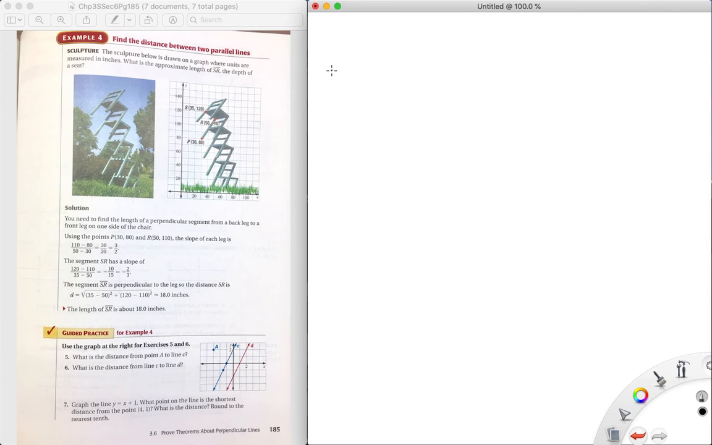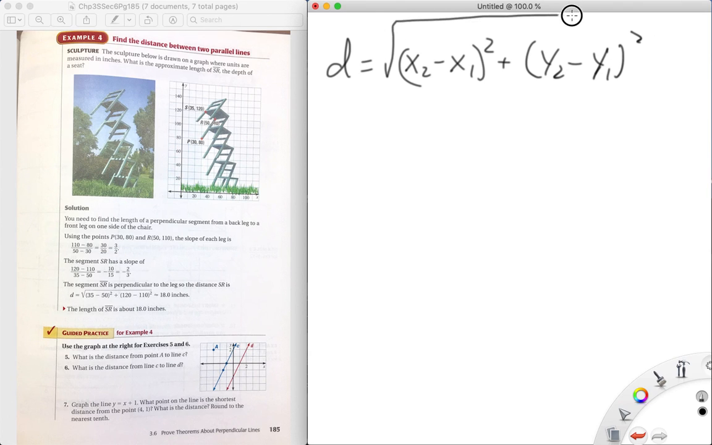If you recall, the distance formula is the square root of x2 minus x1 squared plus y2 minus y1 squared. To refresh your memory, that's the distance formula. You also know that perpendicular slopes are negative reciprocals of each other. And that's enough for you to do that section.